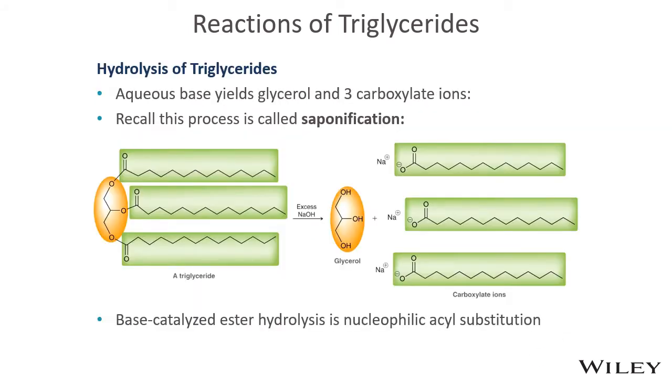As we'll see in lab, triglycerides can undergo hydrolysis to produce soap. Specifically, we're doing ester hydrolysis under basic conditions. So we saw this exact reaction in the carboxylic acids chapter. These three esters will undergo hydrolysis with excess sodium hydroxide to produce glycerol plus 3 carboxylate ions. These carboxylate ions are the components of soap.